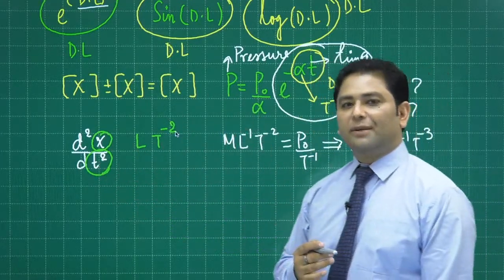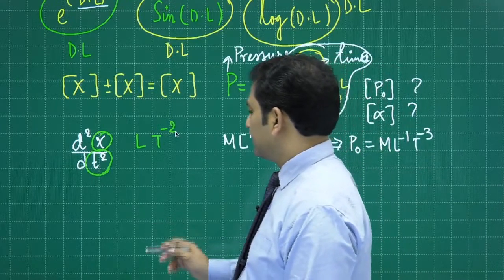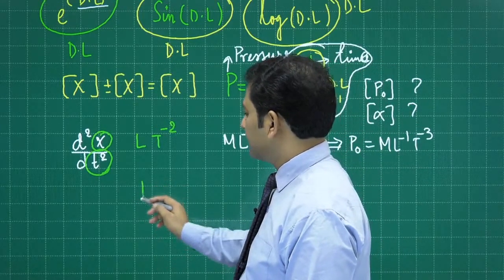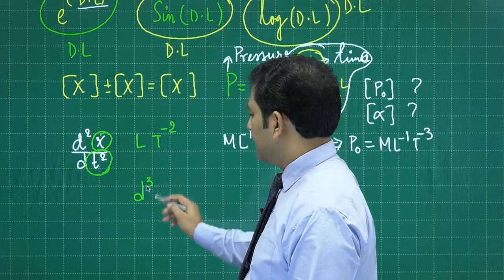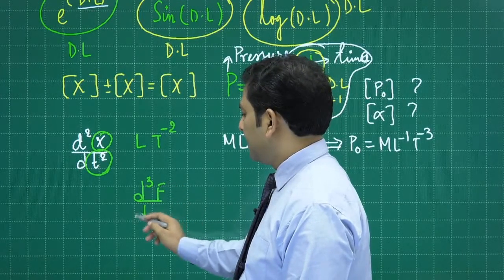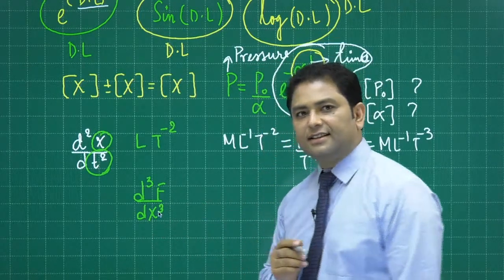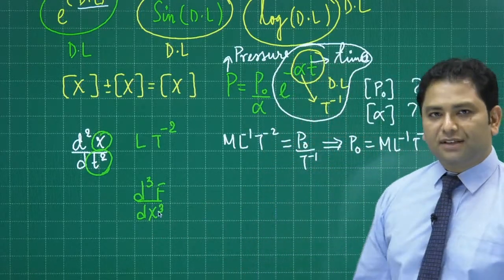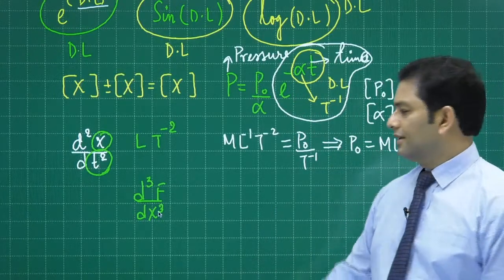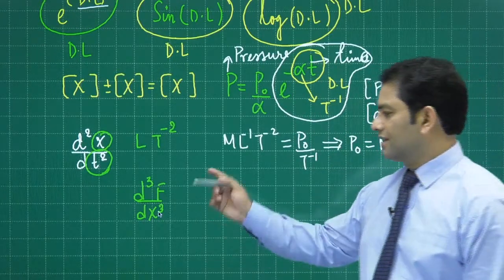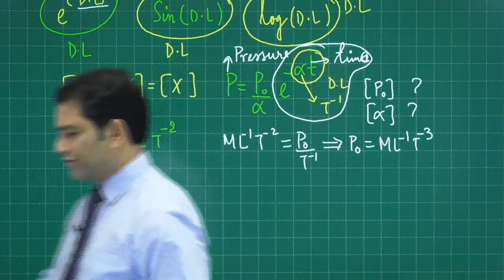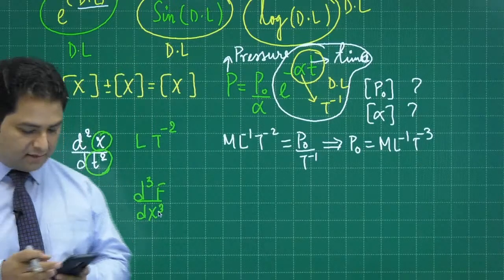Let us try to see one more example based on this. Suppose I have to calculate the dimension of d3f divided by dx cube, where x is distance, position, and f is the force. So try out the dimensional formula for d3f by dx cube. Please try that. What would be the dimensional formula?